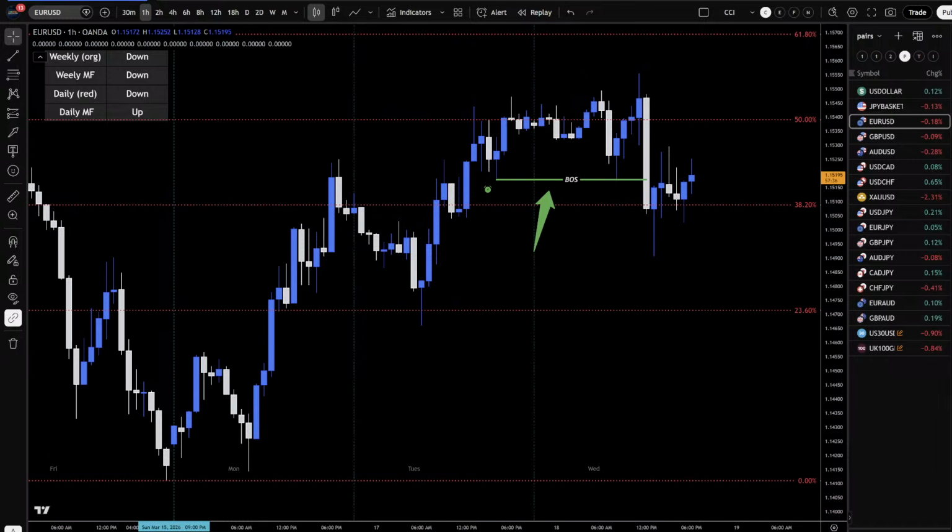The euro dollar is kind of my main pair. That's kind of the pair that I normally do trade. I mean, I trade about 16 different pairs, but the euro dollar has always kind of been my favorite pair and my most traded pair probably.